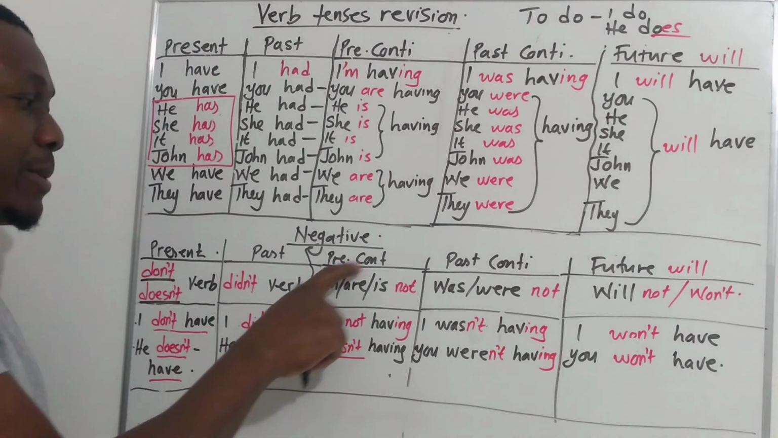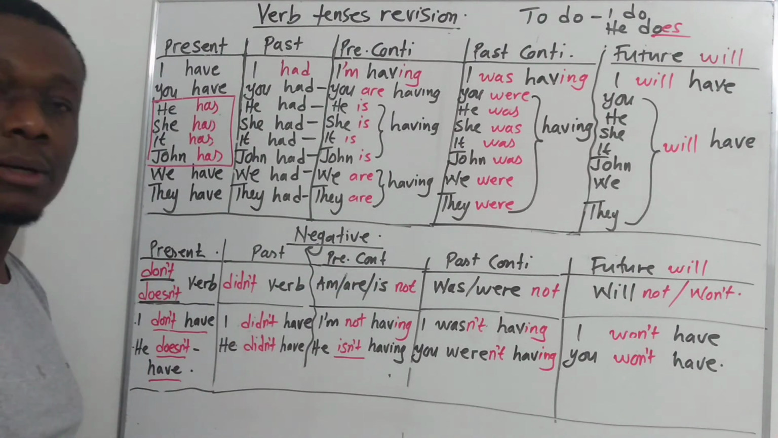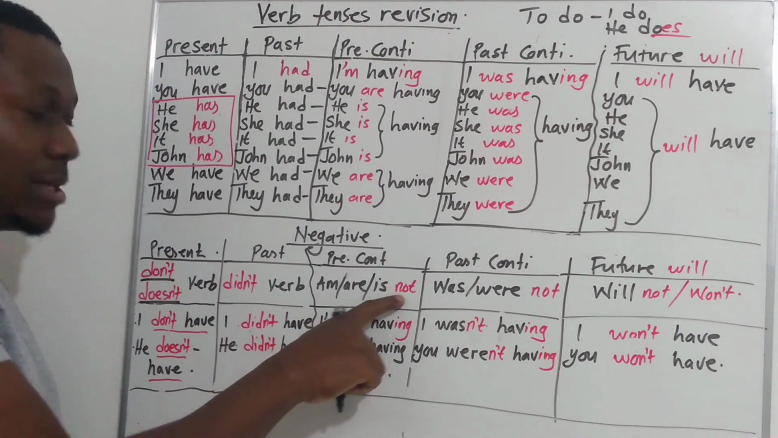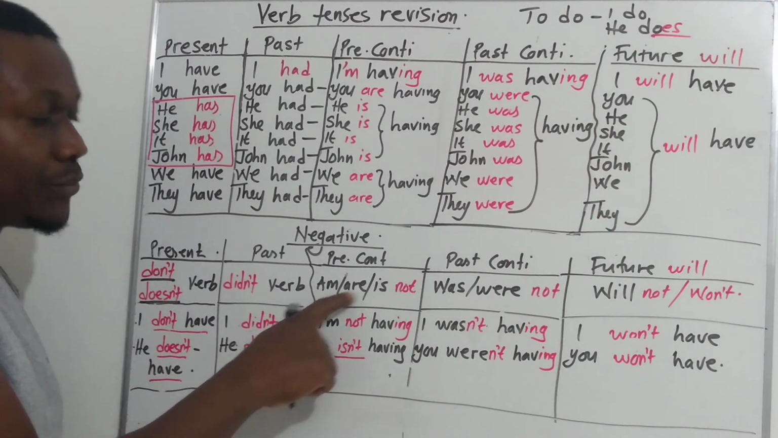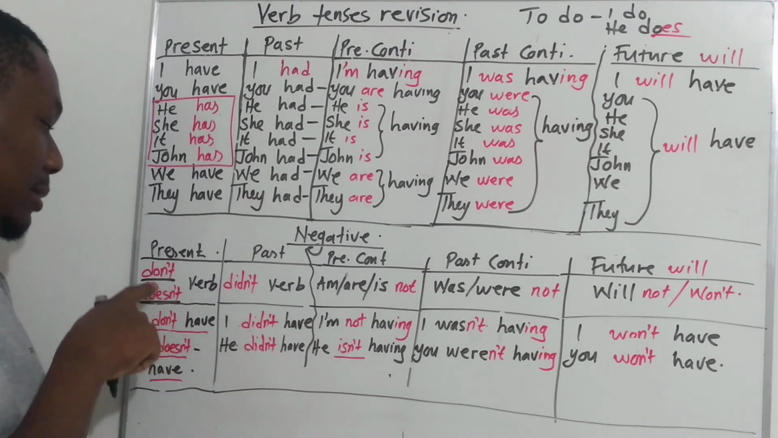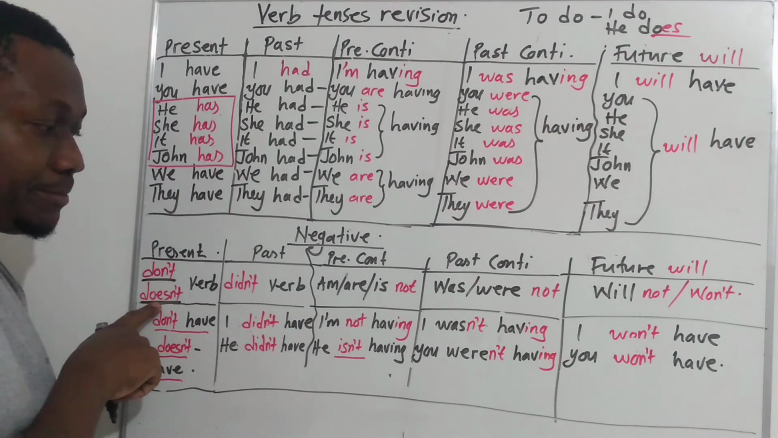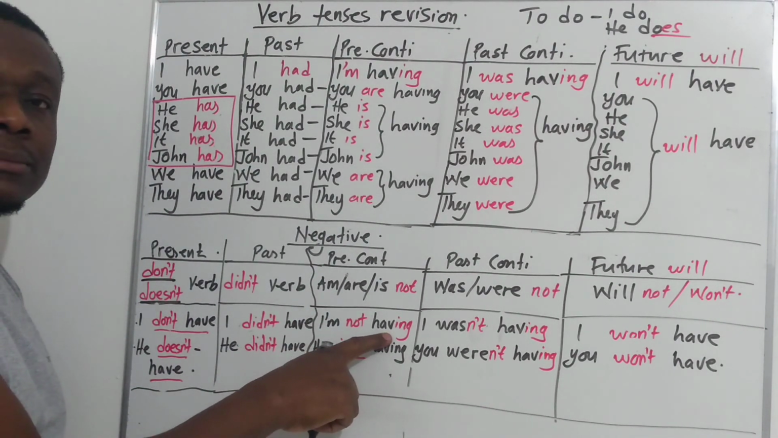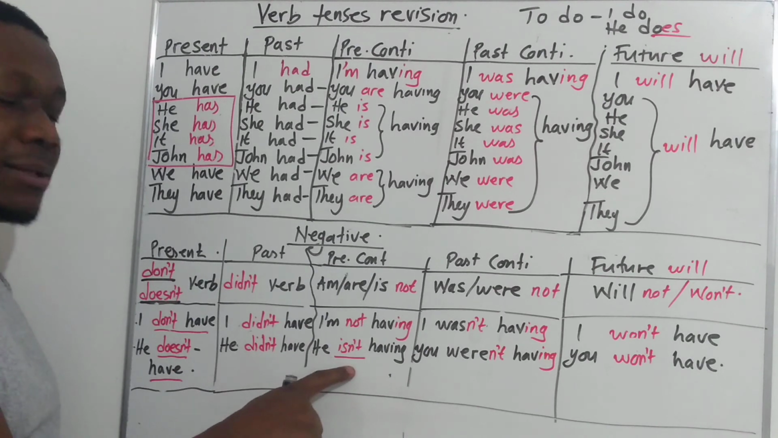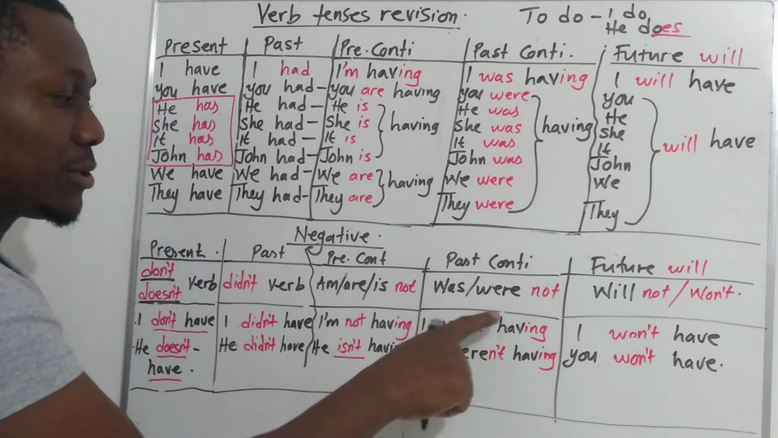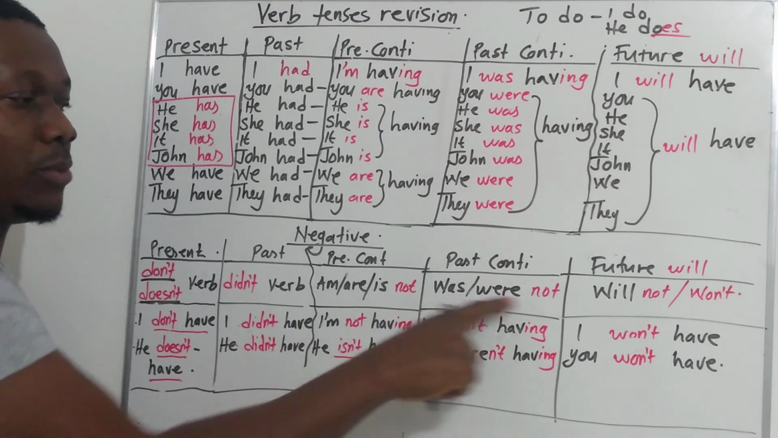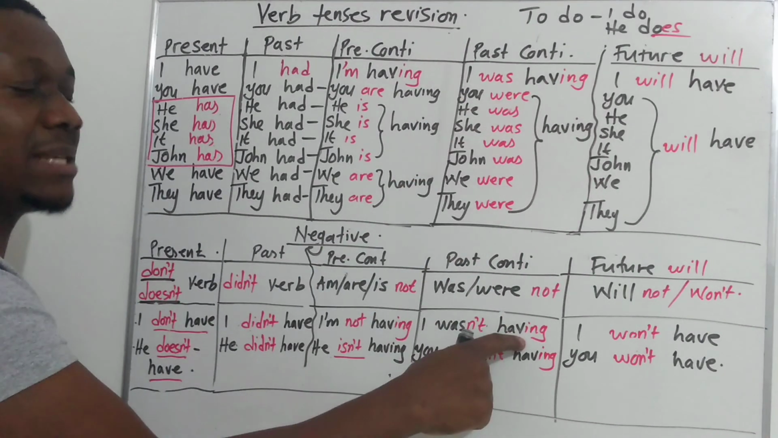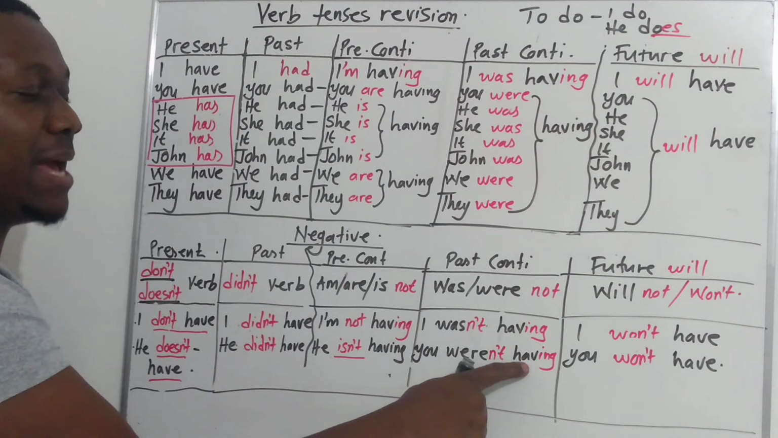Good. And the present continuous negative form, we add not because this is a verb to be. Negative form is not, and not don't, not doesn't. So I'm having, I'm not having. Okay? He isn't having. And the past continuous, remember, there's a verb to be, we add not: I was having, I wasn't having, negative; you weren't having.